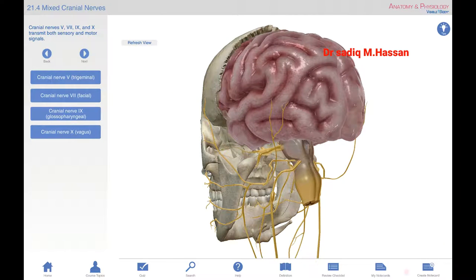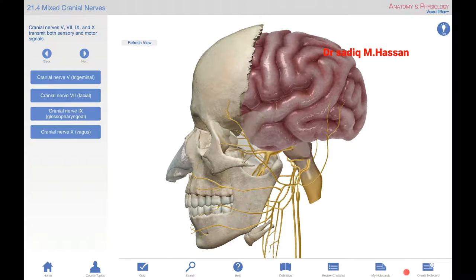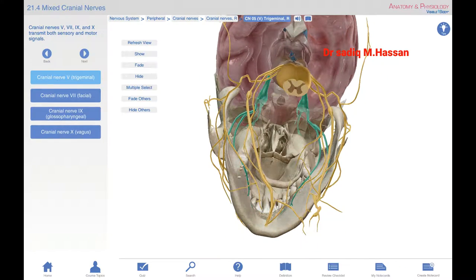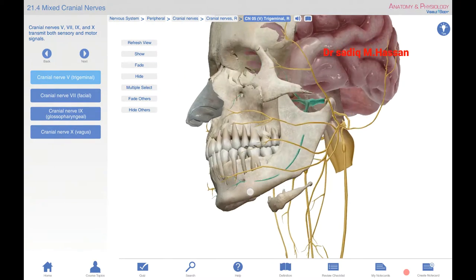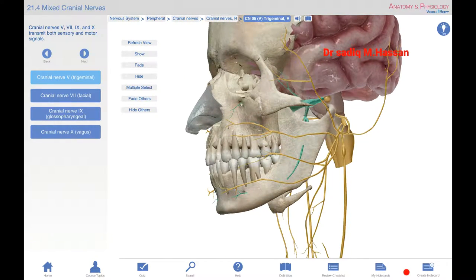So again, we are still with the cranial nerves. Cranial number 5, cranial number 7, cranial number 9, and cranial number 10 transmit both sensory and motor signals. These are mixed nerves. So let us see the trigeminal. It supplies all the sensation from the face. Don't confuse it with the facial nerve, which supplies the muscles of facial expression, but this one carries general pain and temperature and so on.